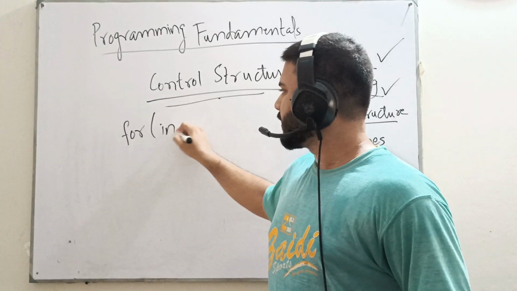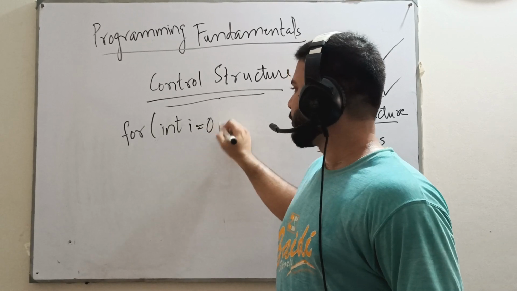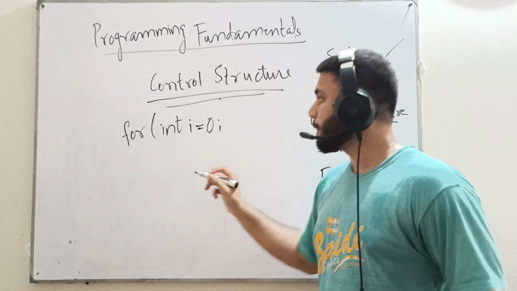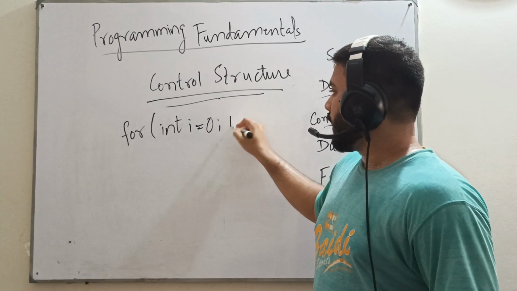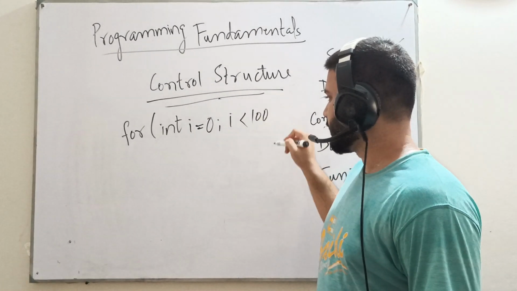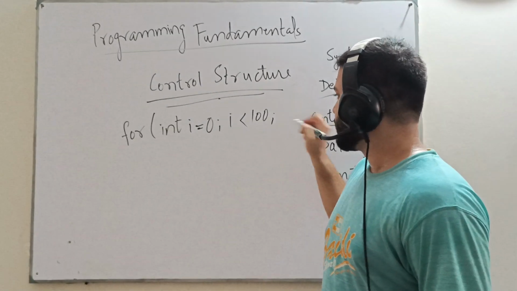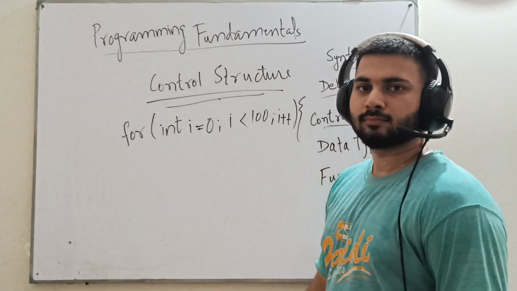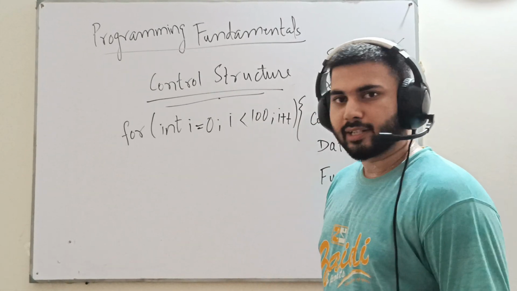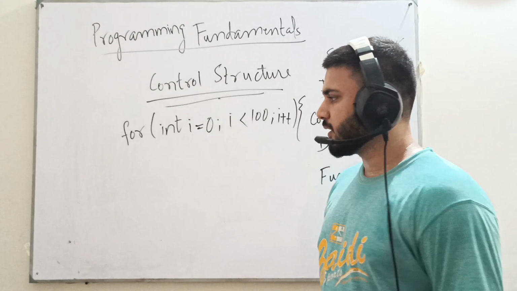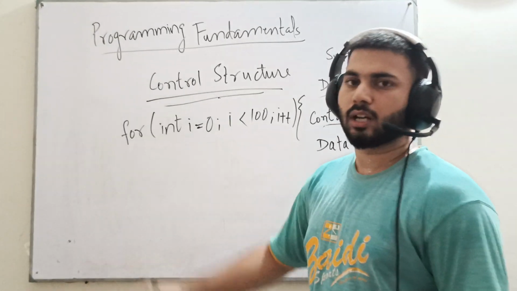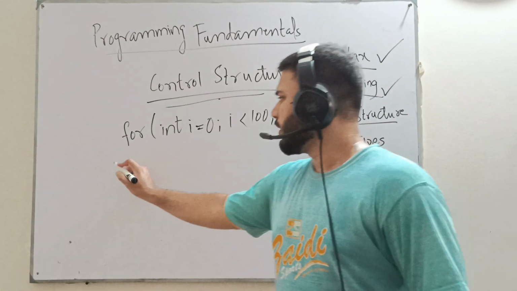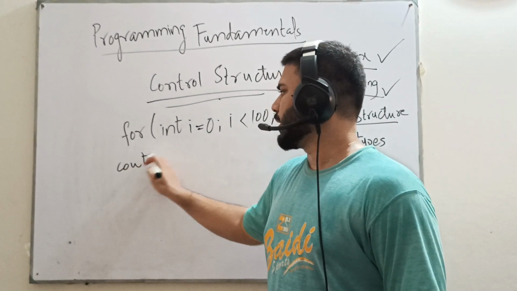I'm gonna say int i is equal to 0. Remember the syntax of this for loop, okay? i is less than 100 and i plus plus. What do you want me to write? Your punishment is to write your name 100 times. Or I won't do it again 100 times or whatever. Okay, ma'am, I'm gonna write my name then.